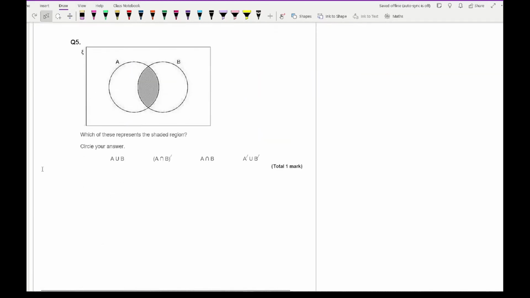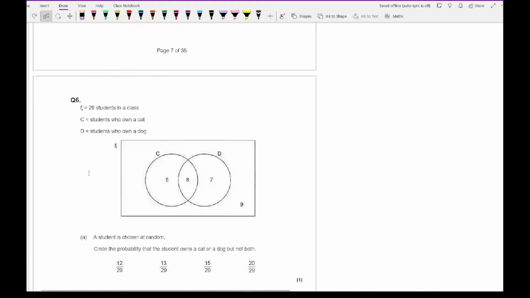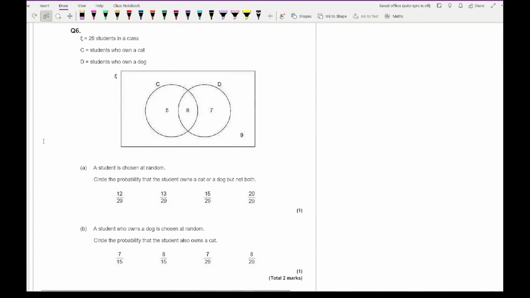Then moving on to question 5, it says which of these represents the shaded region? Well, that's going to be A and B. So that is our third option. The next question, question 6, we've got another Venn diagram, and it says that we've got 29 students in total. Students are chosen at random; circle the probability that a student owns a cat or a dog, but not both. So for this, I need to add up these two numbers.